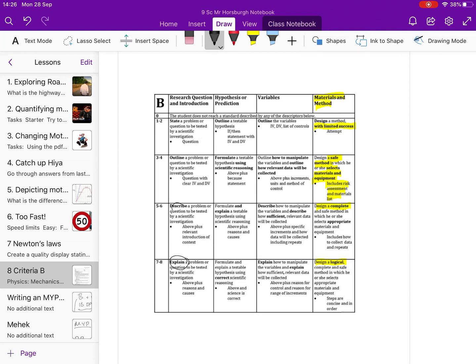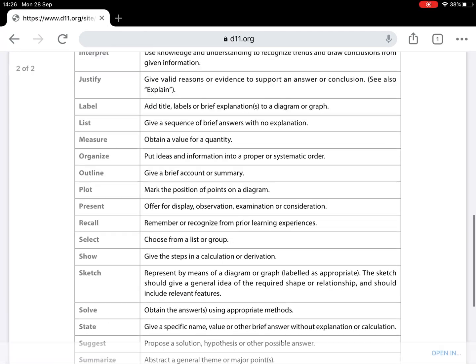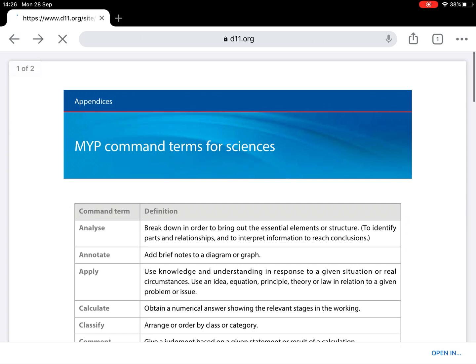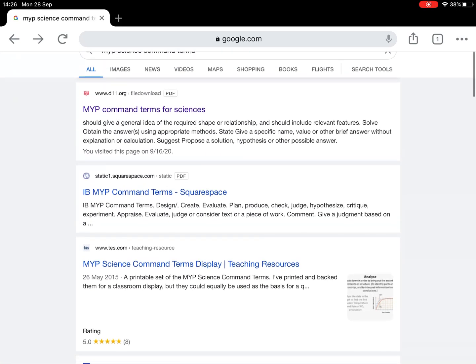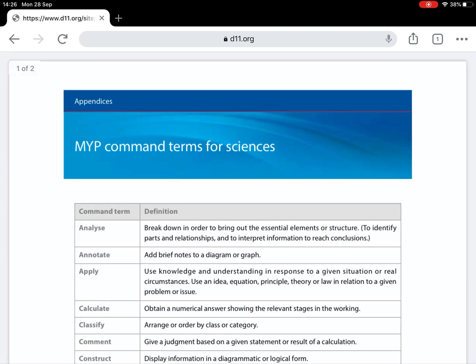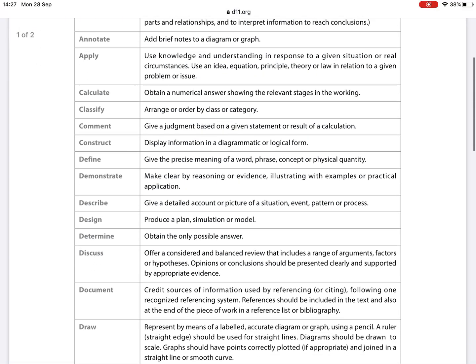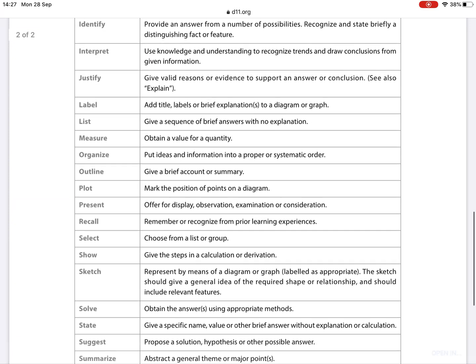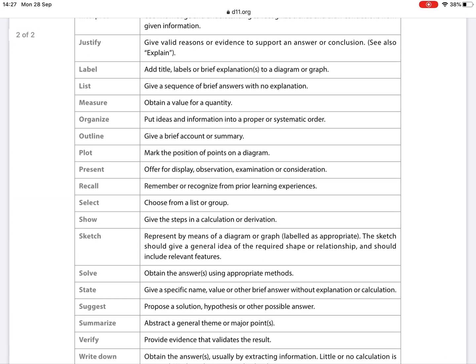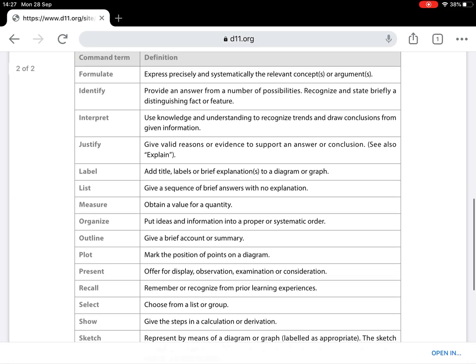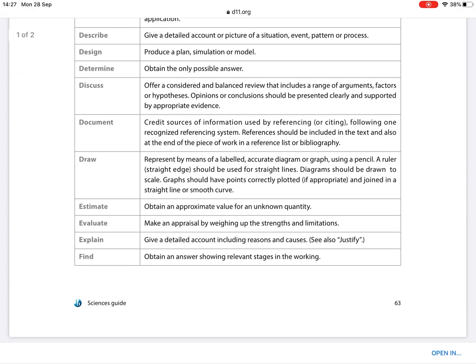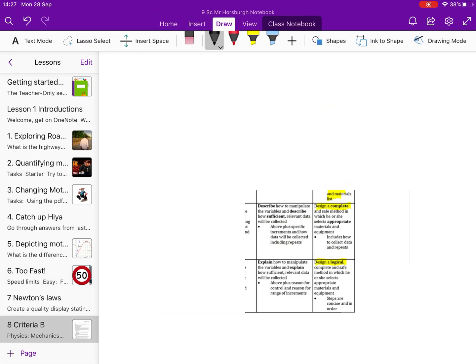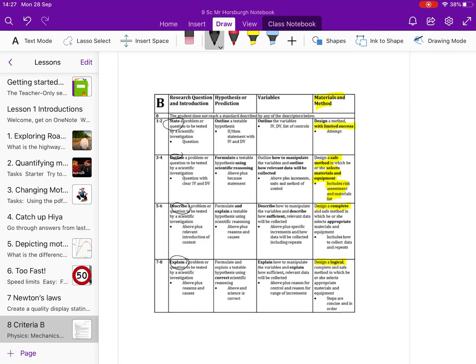The thing I will say, going back to the first ones, is you do want to look at something called command terms. I just Googled here MYP Science command terms, and the first thing I got was a PDF, and here you have all of the command terms. So when they say something like list, you can see what list is, or explain, you can see what explain means, to give a detailed account. So have that available to you.